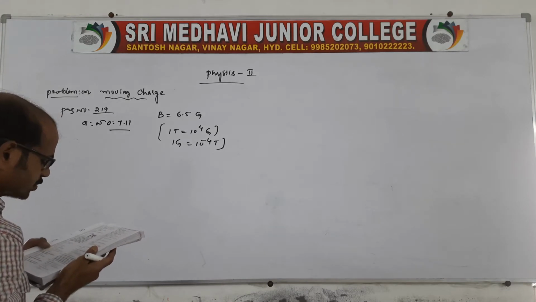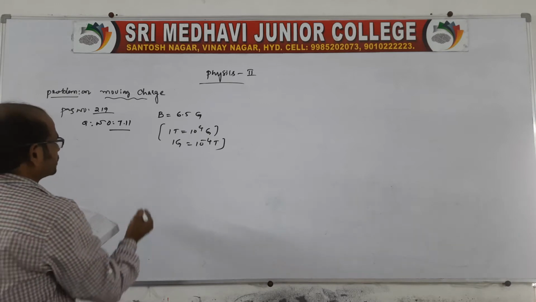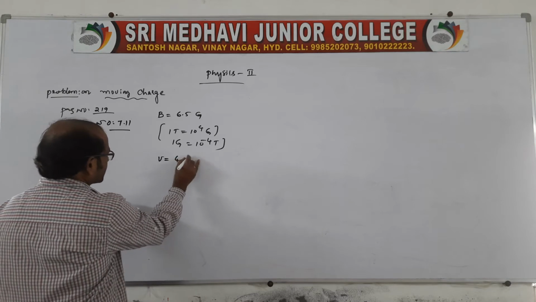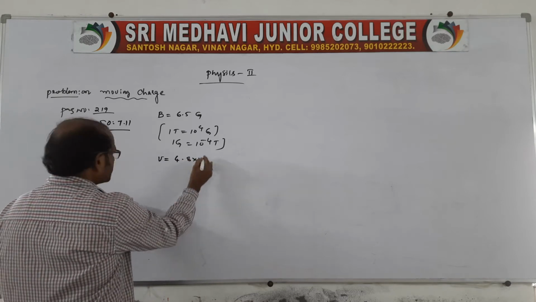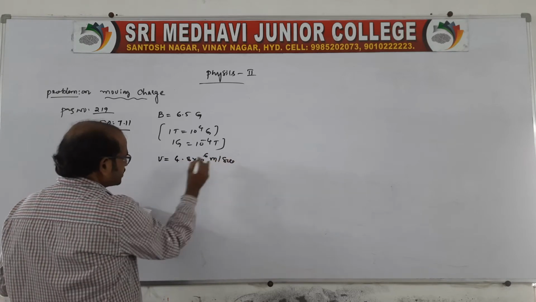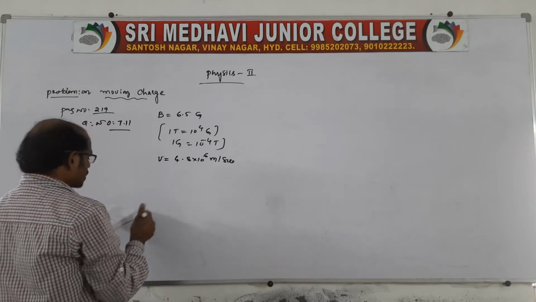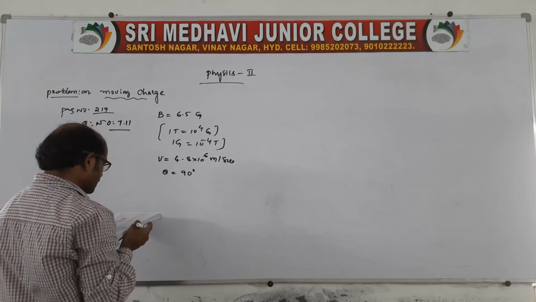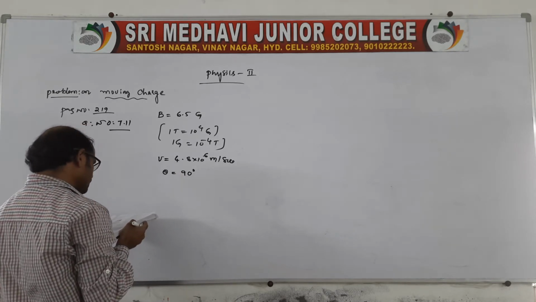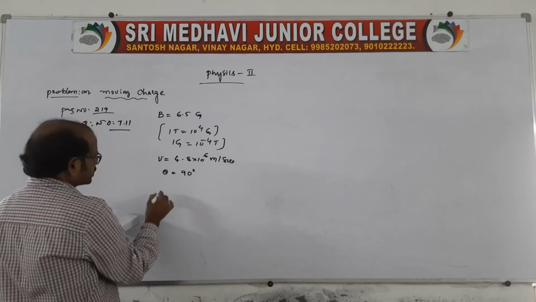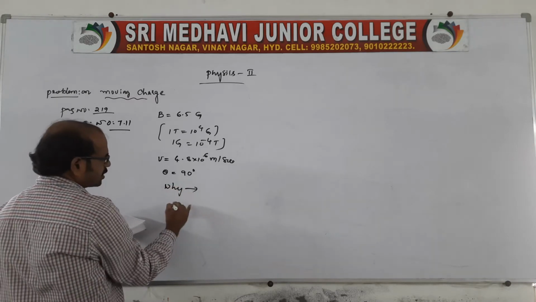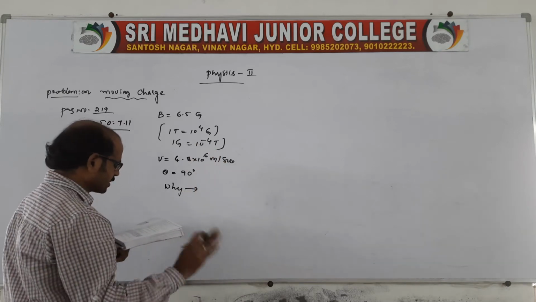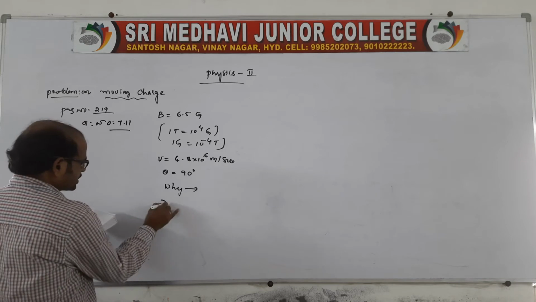An electron is shot into the field with a speed of 4.8 into 10 power 6 meter per second. The velocity is normal to the field, that is theta is 90 degrees. Explain the path of the electron. Why is the path a circle? Because the particle enters perpendicular, the path of the particle will be circular. Now determine the radius.